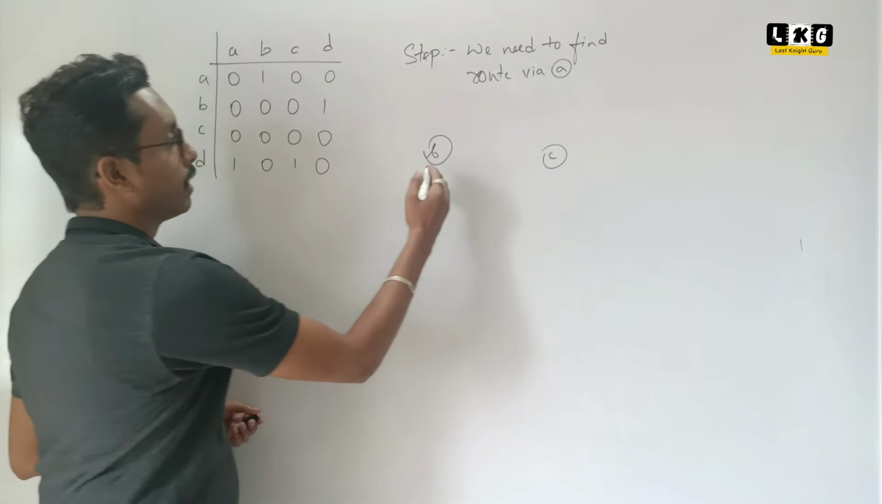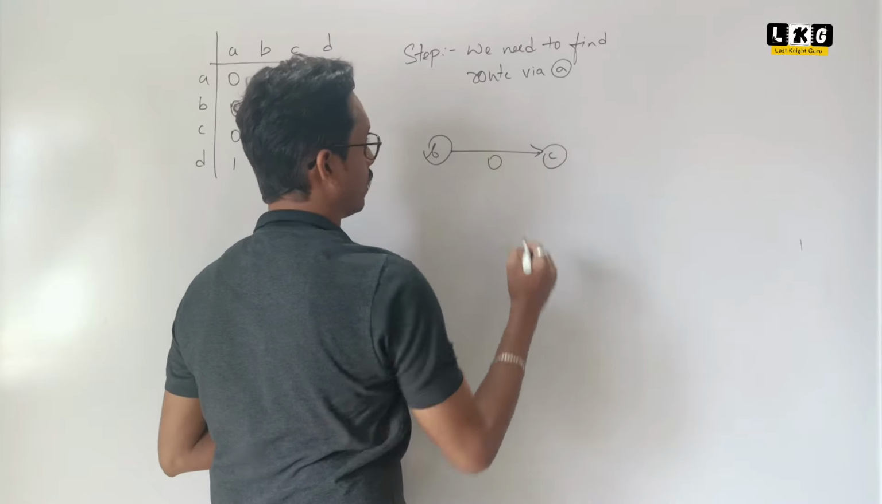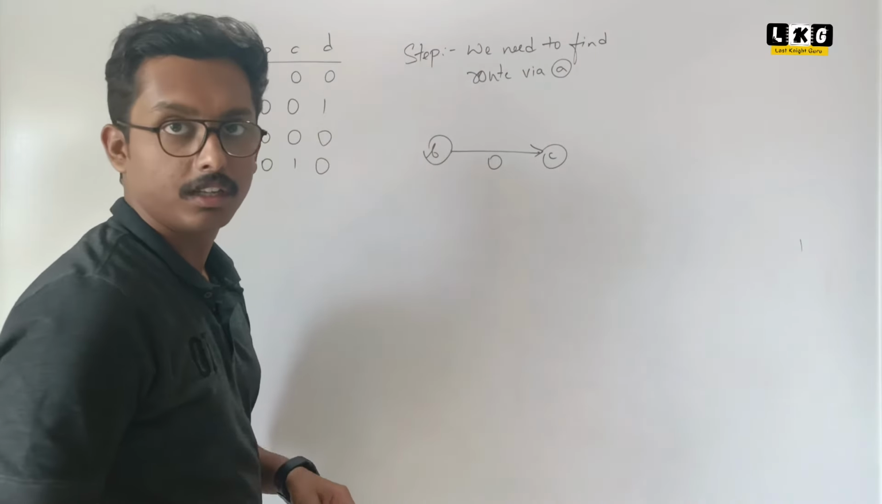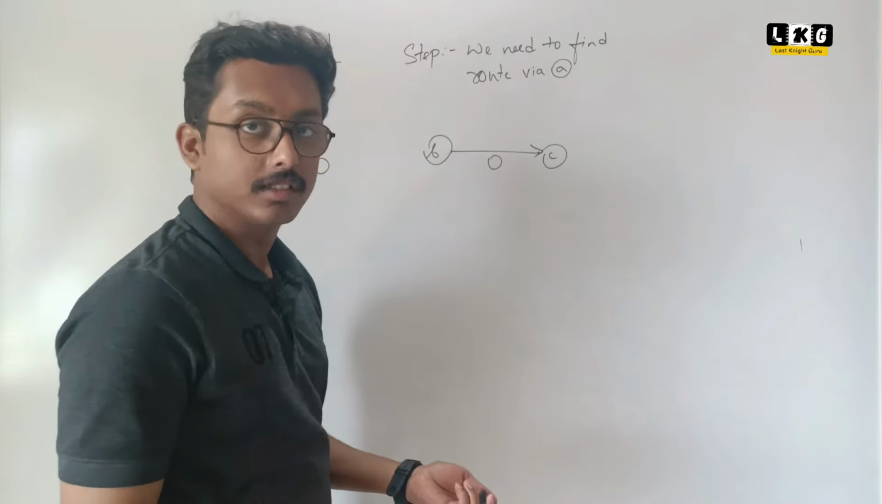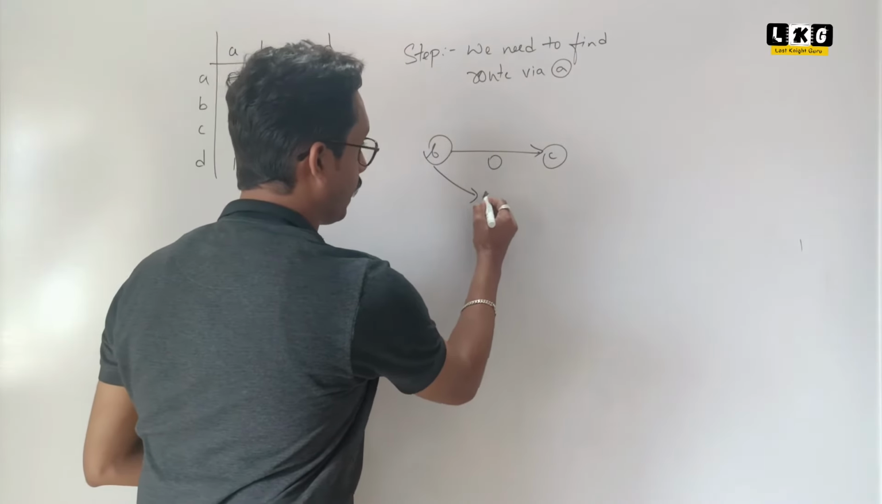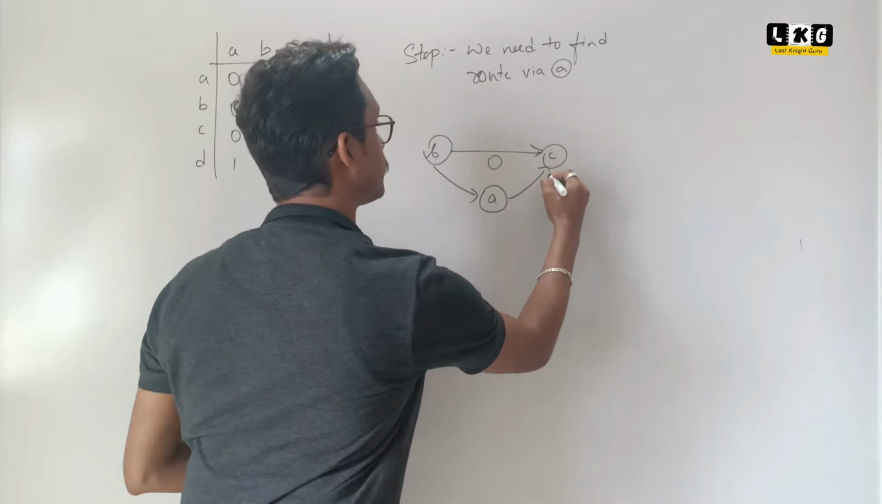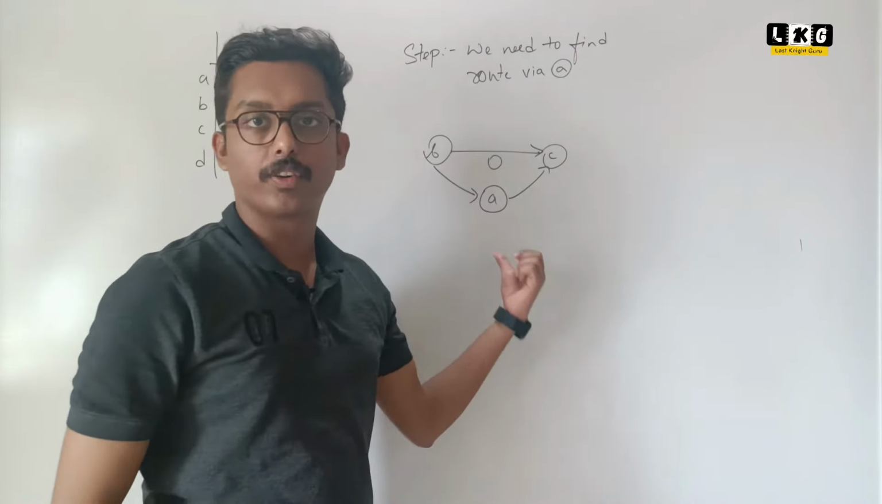Is there a B to C direct route? No, there is no B to C direct route. So if there is no direct route, is there any possibility that we can find an indirect route via A? Usually in real life also we do the same.